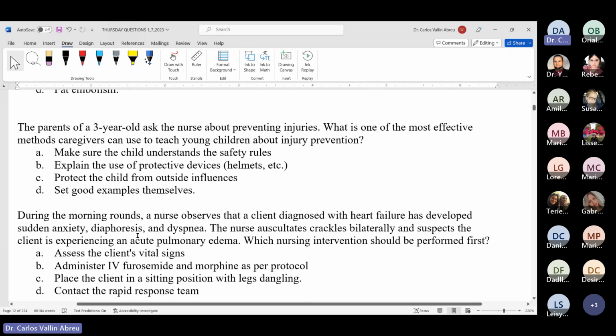The parents of a 3-year-old asked the nurse about preventing injuries. What is one of the most effective methods caregivers can use to teach young children about injury prevention? Make sure the child understands the safety rules, explain the use of protective devices like helmets, etc. Protect the child from outside influences, set good examples themselves.